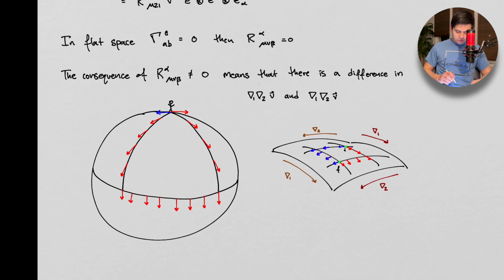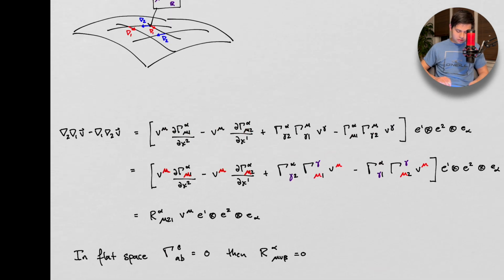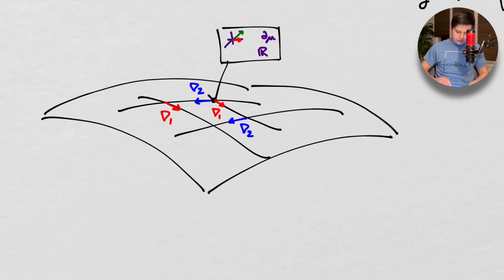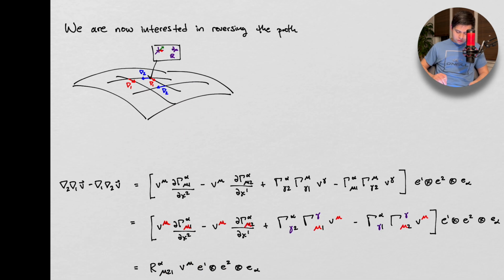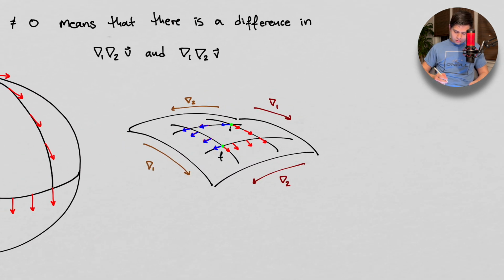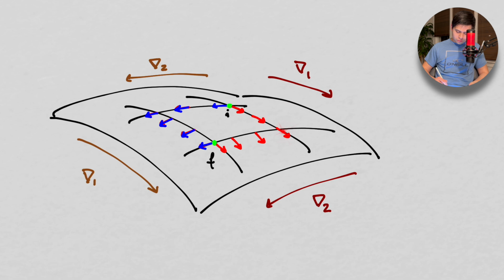And the consequence of R not being 0 means that there's a difference in this closed loop. So if we come back to this closed loop, in one case we went this way, and then this way, and then we took the difference of that with going that way, and then this way. So that's what I'm depicting here. We went 1, and then 2, and then 2, and then 1, and we can see when we parallel transport, we get two vectors that are different in that final position.